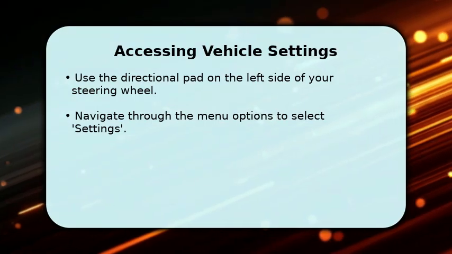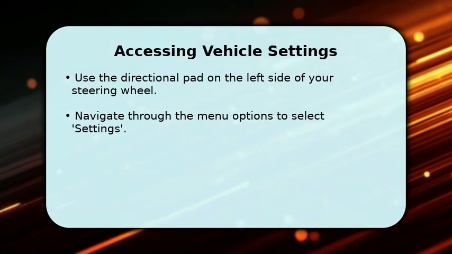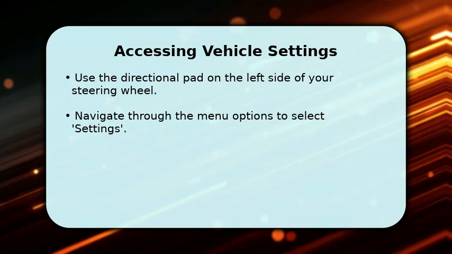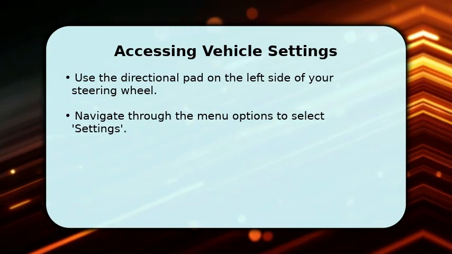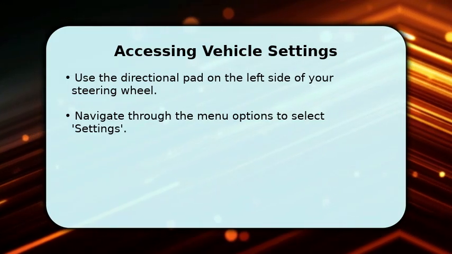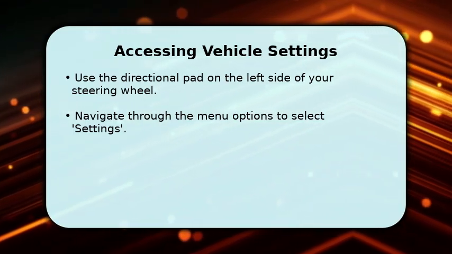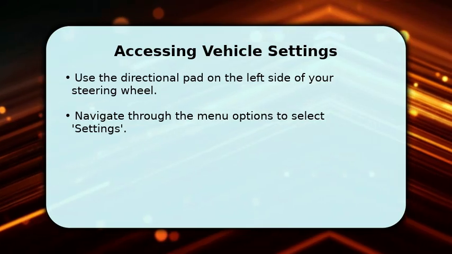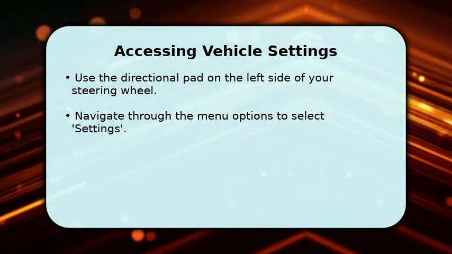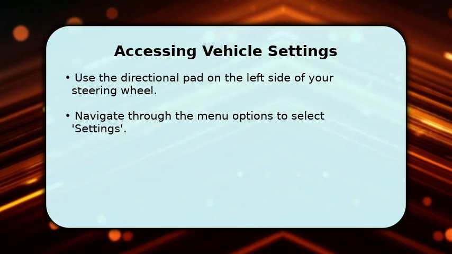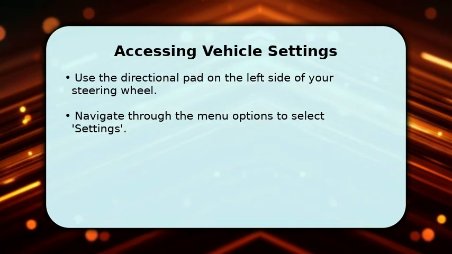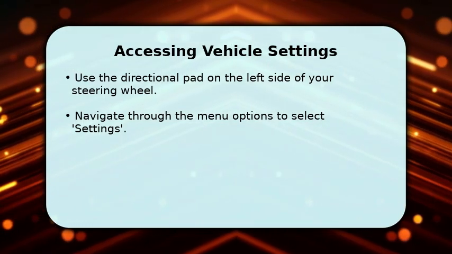Now that your vehicle is in the run position, locate the directional pad on the left side of your steering wheel. This pad allows you to navigate through your dashboard display menus. Use the arrow buttons to scroll until you find and highlight the settings option. Once settings is highlighted, press the OK button, usually located in the center of the directional pad, to select it.